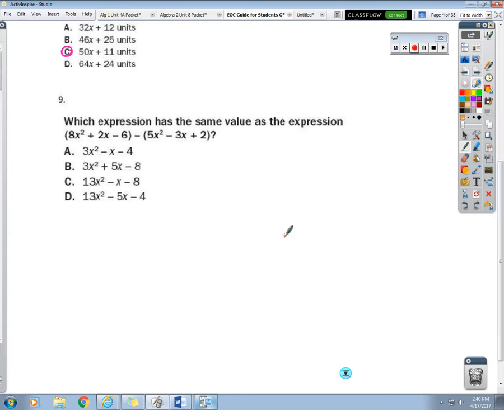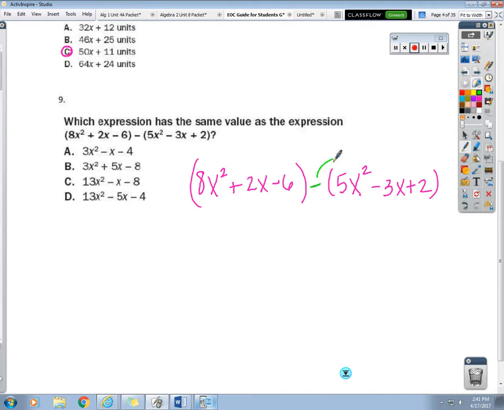All right, number 9. Which expression has the same value as the expression 8x squared plus 2x minus 6 minus 5x squared minus 3x plus 2? You're asked to subtract polynomials. This is a trinomial, this is a trinomial, and you're asked to subtract them. Does anybody remember the rules when you're subtracting polynomials? This minus sign in the middle, pay attention, it belongs to all of it. It's almost like a negative 1 that you distribute to everything.